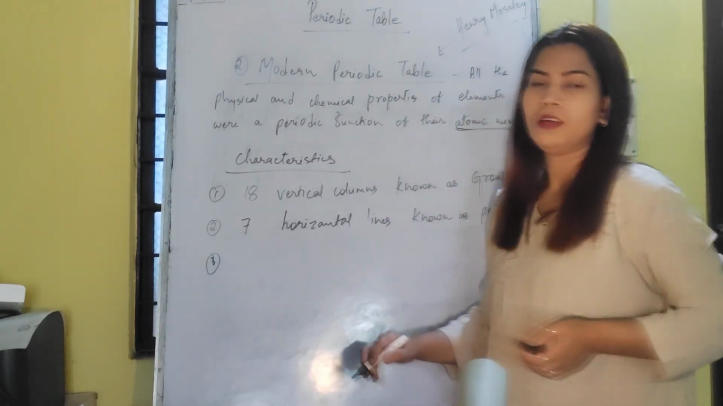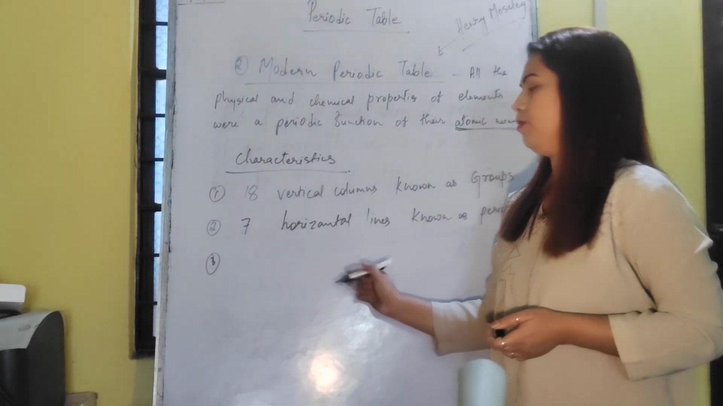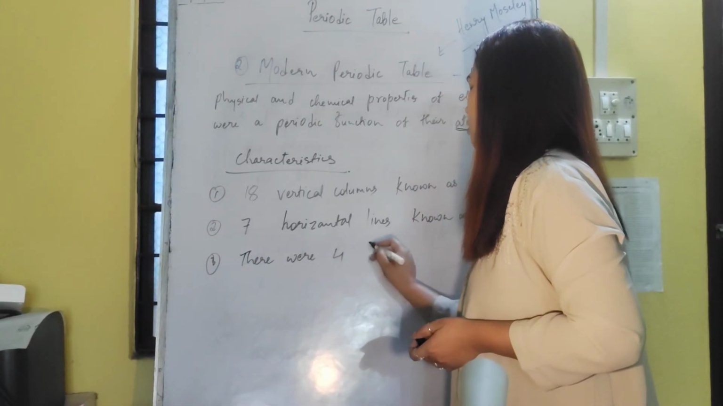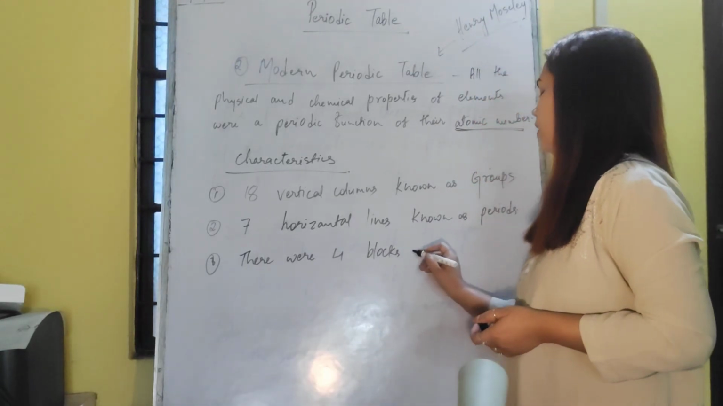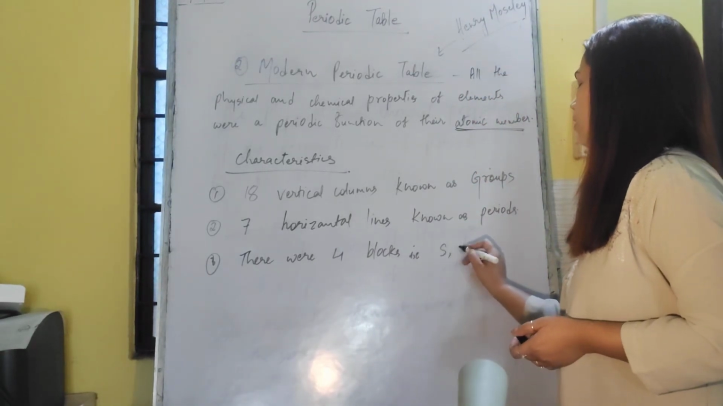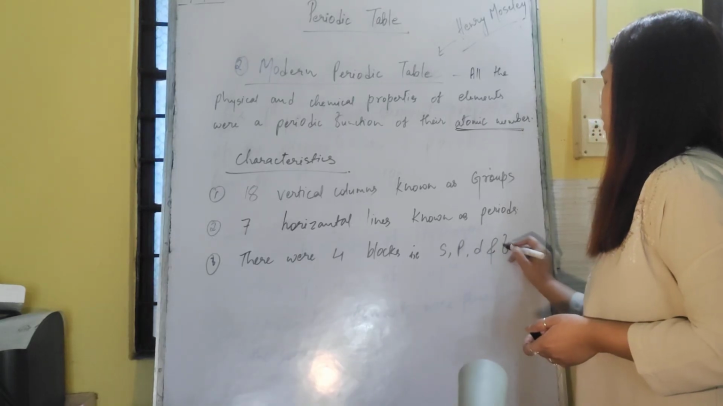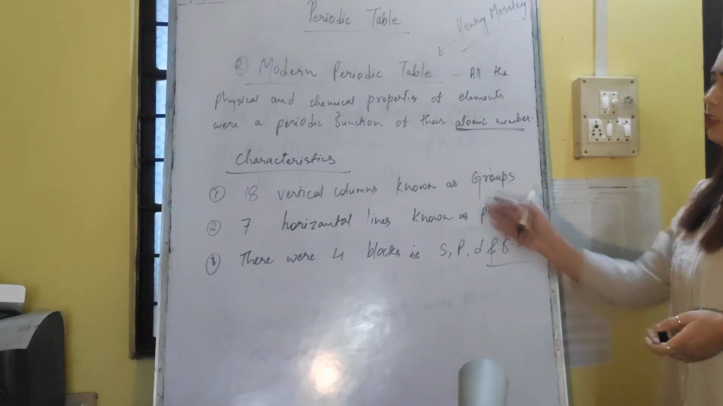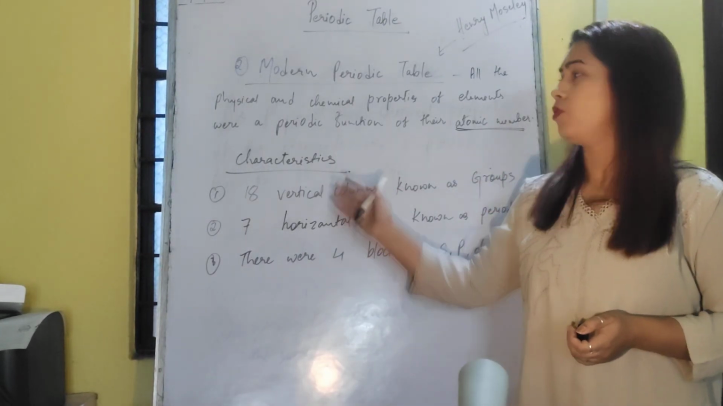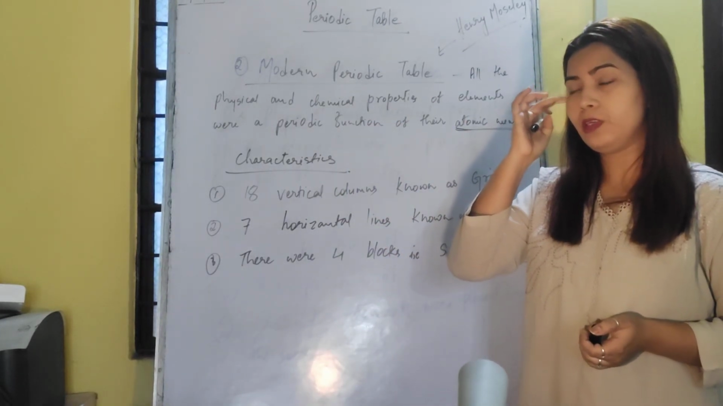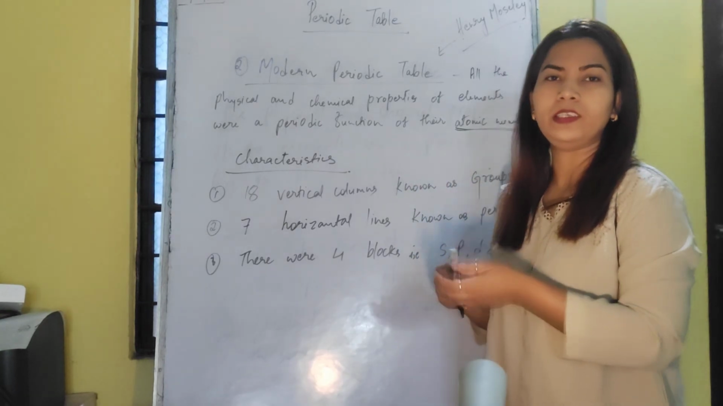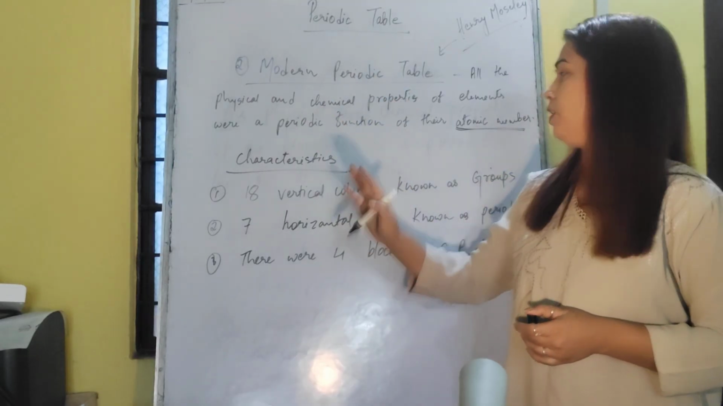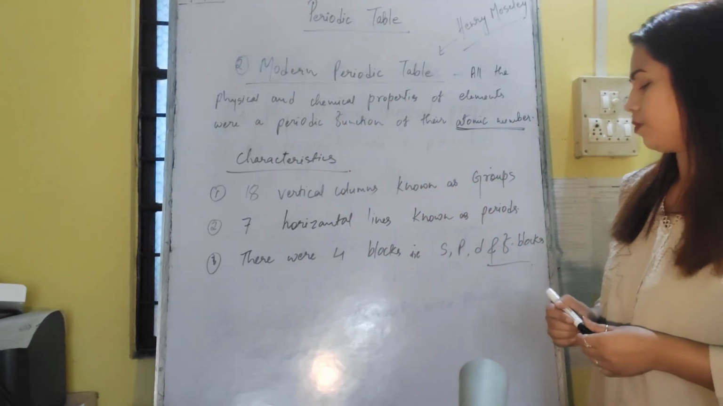And third is, there were 4 blocks in the periodic table, that is S, P, D and F blocks. So these are the few characteristics of his periodic table. Now we'll see the diagram and we'll know how all the 118 elements which are known till date were placed in his periodic table, which were based upon the atomic number.